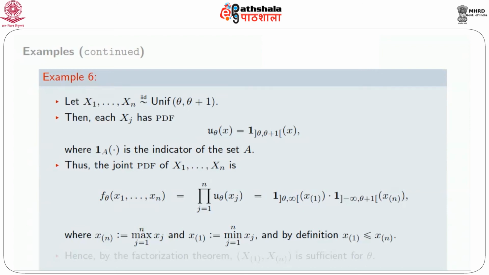and x ordered 1 is the minimum of x1, x2, ..., xn. It is very clear that if all observations xi are less than or equal to theta plus 1, then the maximum of x1, x2, ..., xn is less than or equal to theta plus 1, and if all observations xi are greater than theta, then the minimum will be greater than theta. Hence, by the factorization theorem, x ordered 1 and x ordered n are jointly sufficient for theta. In this example, we see that there is only a single parameter theta, but there are jointly sufficient statistics x ordered 1 and x ordered n for theta.